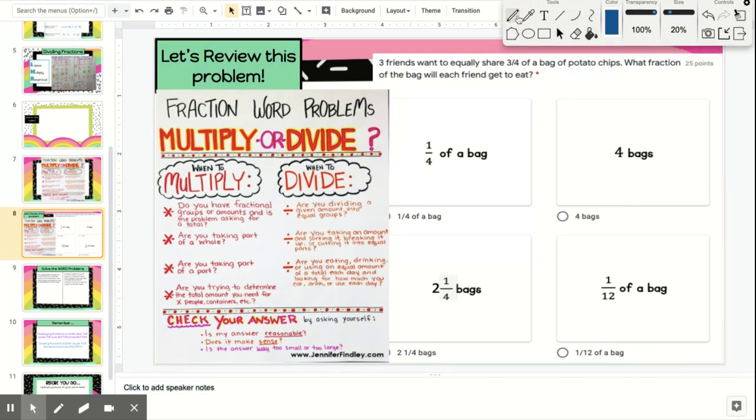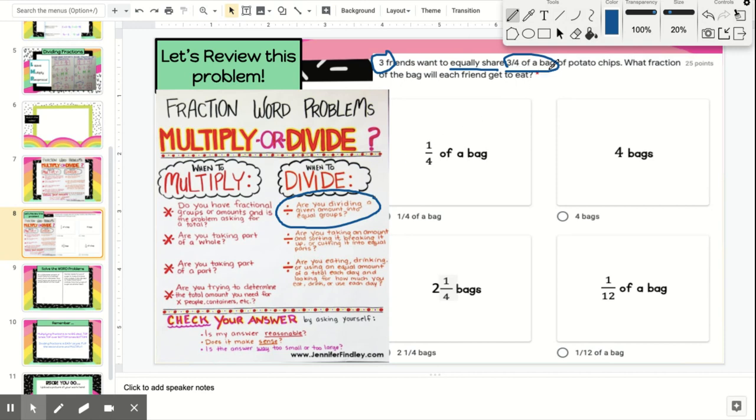The word problem says 3 friends want to equally share 3/4 of a bag of potato chips. What fraction of the bag will each friend get to eat? If I'm looking at my checklist, am I supposed to multiply or divide? Look at this top one on the dividing section. It says, are you dividing a given amount into equal groups? Well, yes, that's exactly what we're doing.